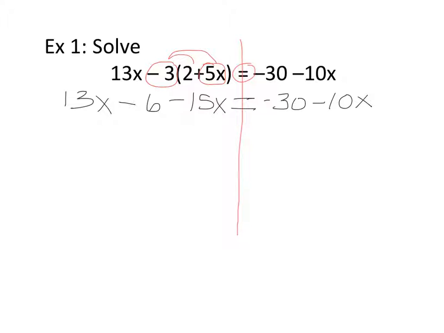Now, once we distributed, we can go ahead and combine some like terms on each side separately. So on the left-hand side, I see that I have a 13x and a negative 15x. Those will combine to give me a negative 2x. That negative 6 doesn't have anyone to combine with, so he'll just drop down. The right-hand side, again, doesn't have any like terms, so we will simply recopy what we see.